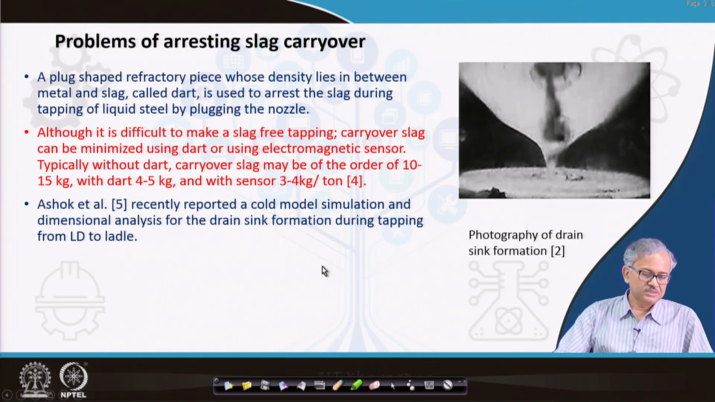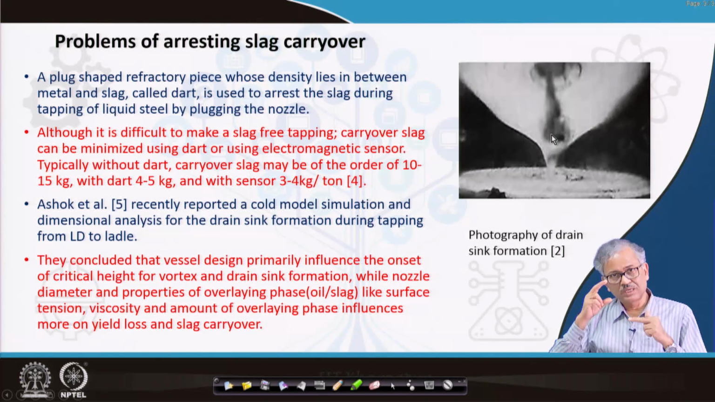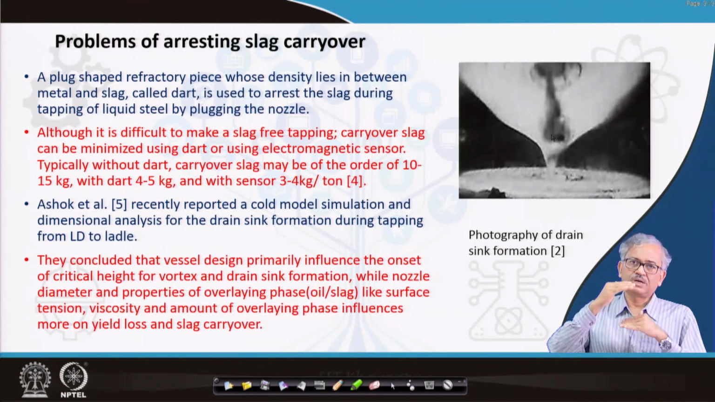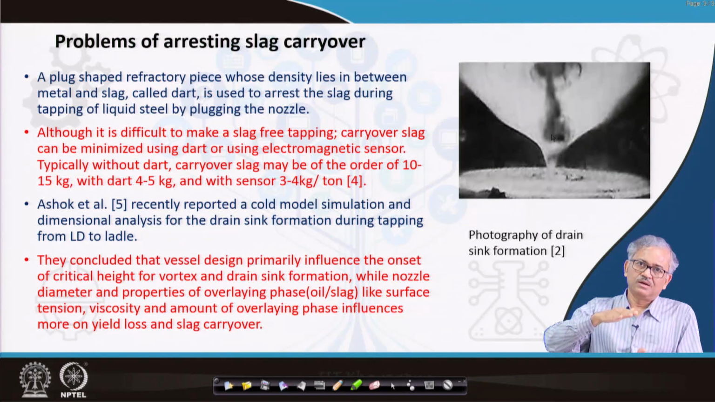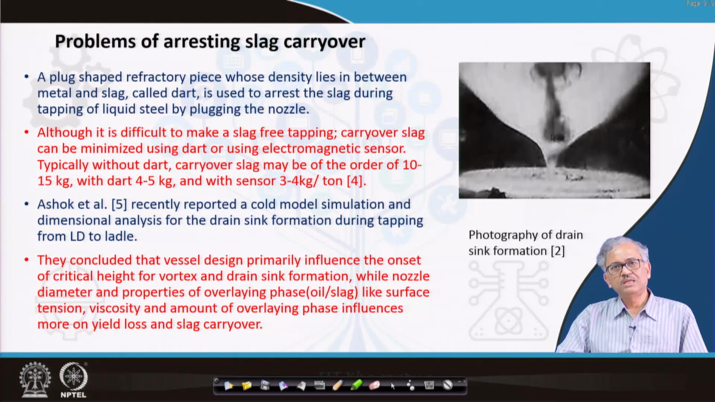So, this is the drain sink formation, and Ashok concluded that this is the critical height for the vortex as well as the drain sink formation, because this vortex basically forms for a particular liquid height. As I said, in a simple kitchen sink also you can find that when the liquid height is reduced to a certain height, only then does it form. Similarly, here also we have studied the critical height for the vortex formation and the drain sink formation. Basically, the vortex finally converts to a drain sink.